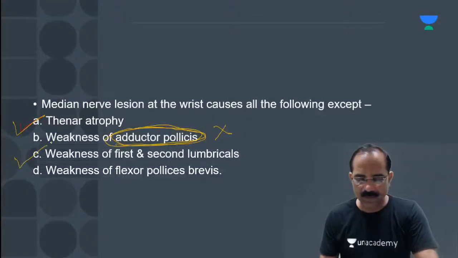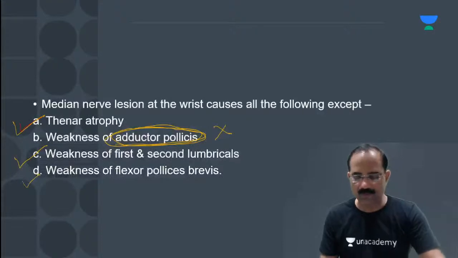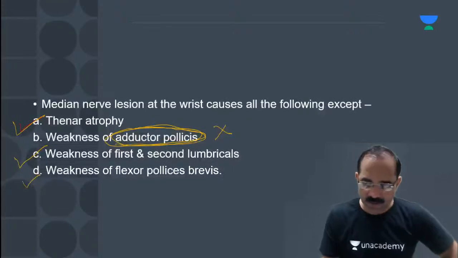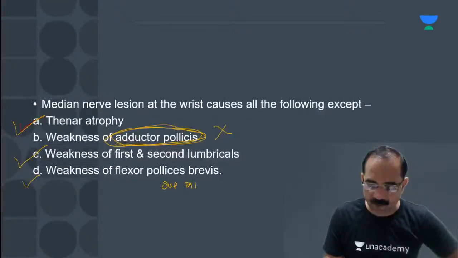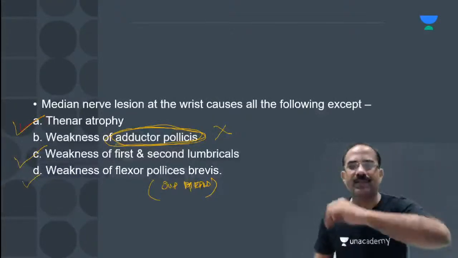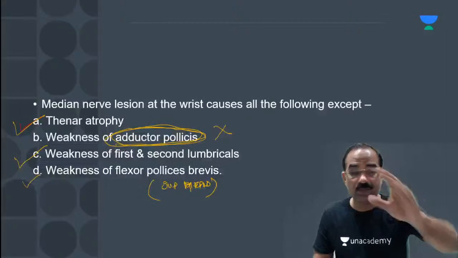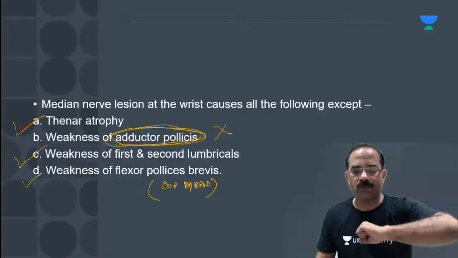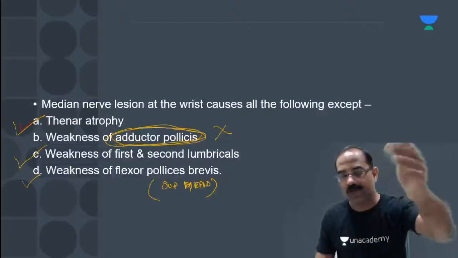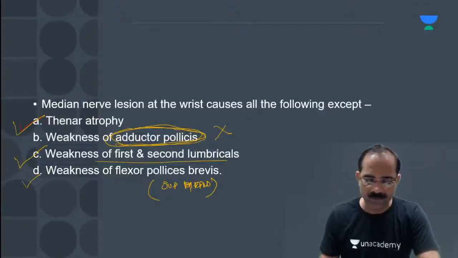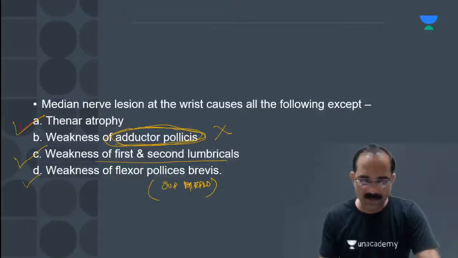Weakness of the first and second lumbricals? Correct, yes, it causes weakness of the first and second lumbricals. Weakness of the flexor pollicis brevis. Now tell me, students, which head of flexor pollicis brevis will be involved? The superficial head, because the deep head is supplied by the ulnar nerve. Yes, there will be weakness of flexor pollicis brevis. Complete paralysis won't happen, there will be weakness. That's correct. So the answer is B for this.